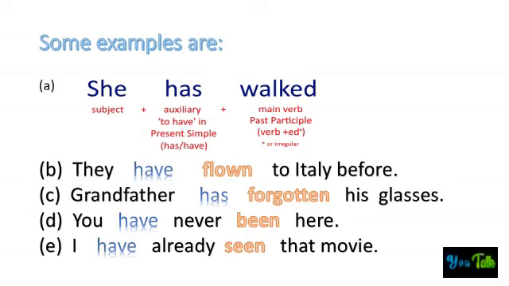Other examples provided for present perfect tense. She has walked. They have flown to Italy before. Grandfather has forgotten his glasses. You have never been here. I have already seen that movie. These are some examples in the present perfect tense.